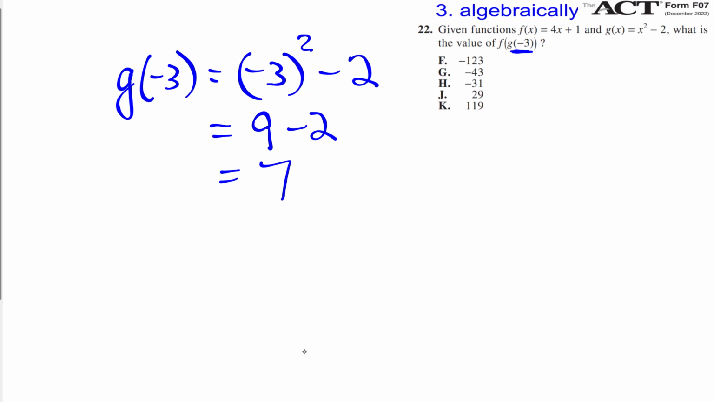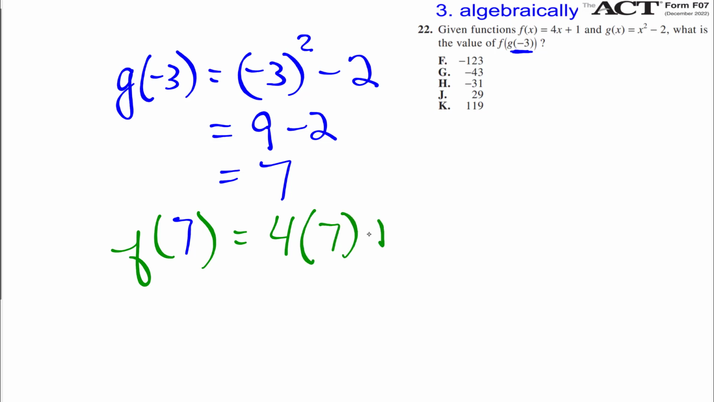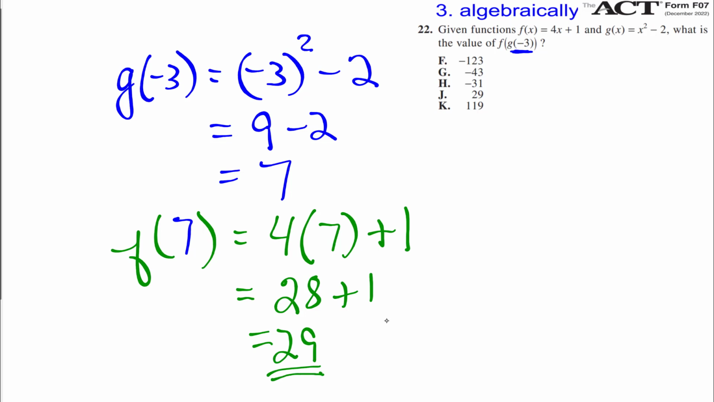Now I need to find f at that value of 7. In the f function, you're supposed to multiply that 7 by 4 and add 1. And that would be 28 plus 1, which is 29. Letter J.